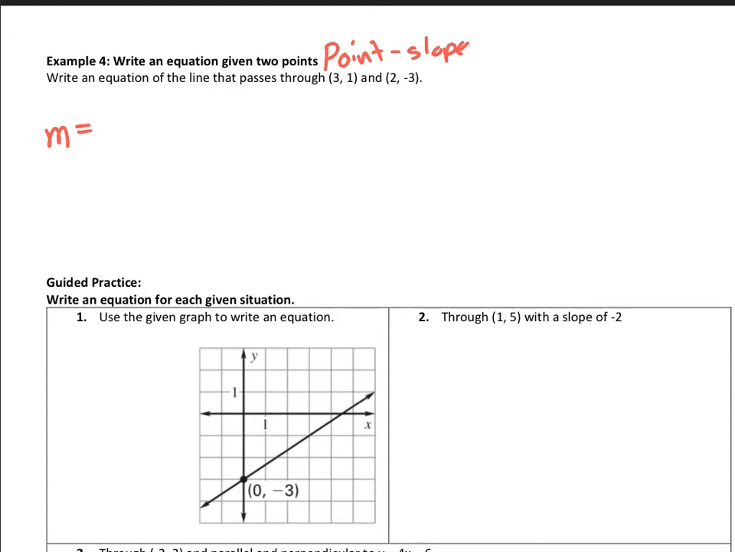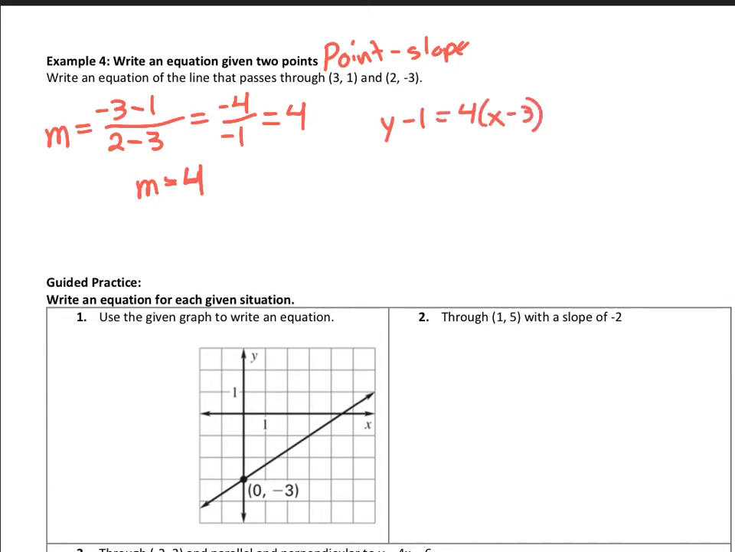So I'm going to do y2 minus y1 over x2 minus x1. That's -3 minus 1 over 2 minus 3. This becomes -4 over -1. My slope is 4, so m is 4. And that is going to help me write this in point-slope form. I can pick either point to use point-slope form. I'm just going to use 3, 1. Y minus 1 equals 4 times x minus 3.